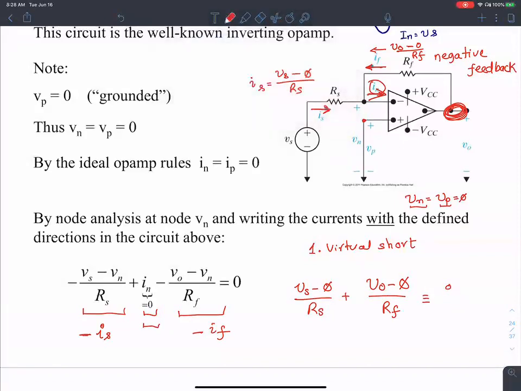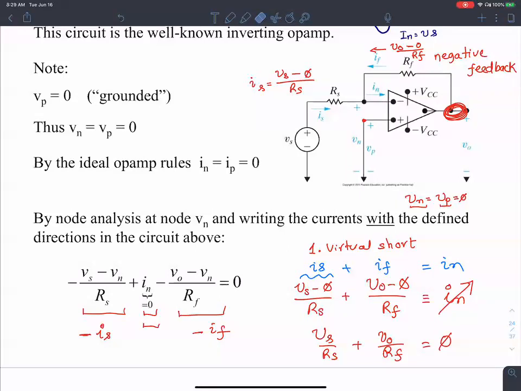Okay, and then so we see Vs over Rs plus V naught over Rf equals to, this guy is 0, right? That's the ideal op-amp assumption. Okay, that guy is 0. So all I'm doing is I'm adding IS plus IF equals to IN. We have currents entering equals to the currents leaving. That's one way to look at the problem.